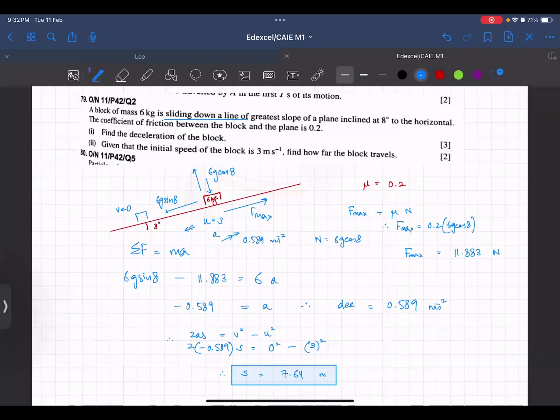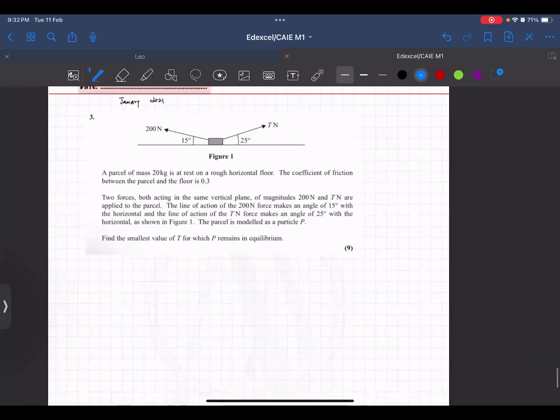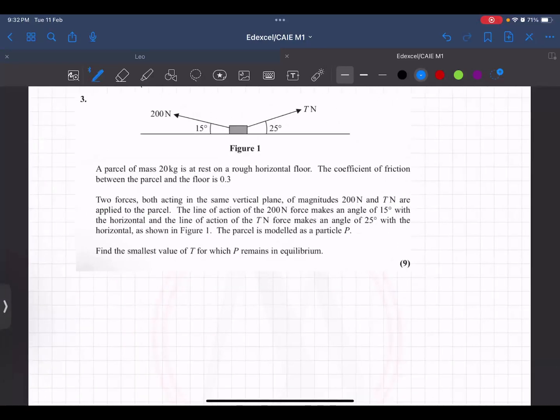Now let's try a question from that. Okay, this one. 9 marks question. Interesting one. Try to break down the question in as many parts as you want and do it neatly, tidily, and then you can connect all of the things together.